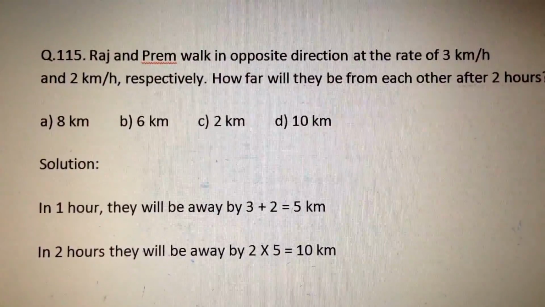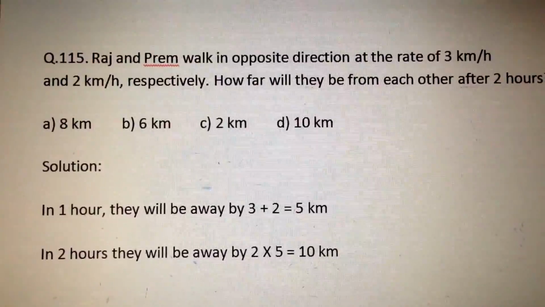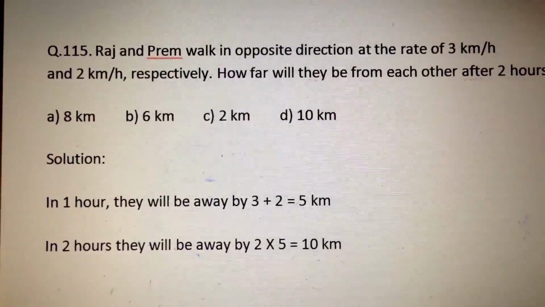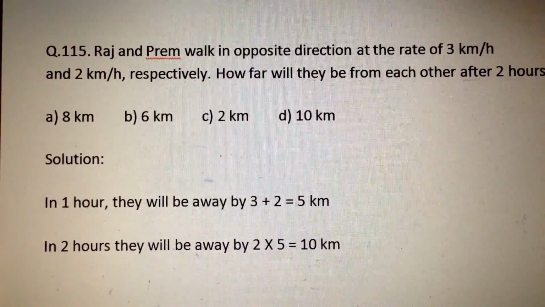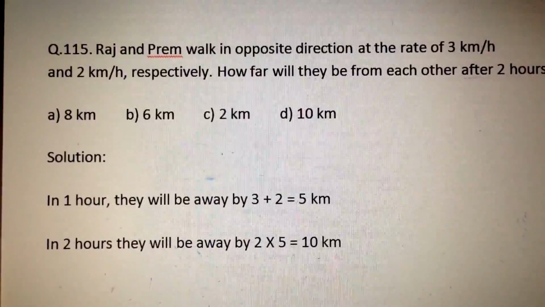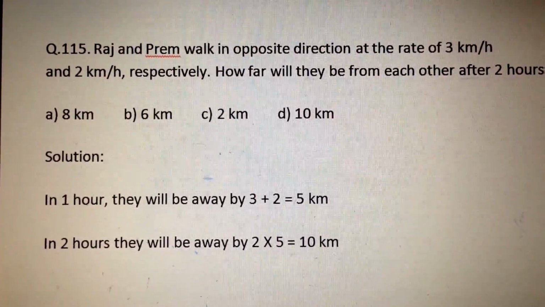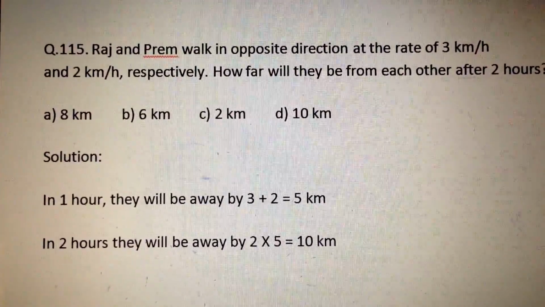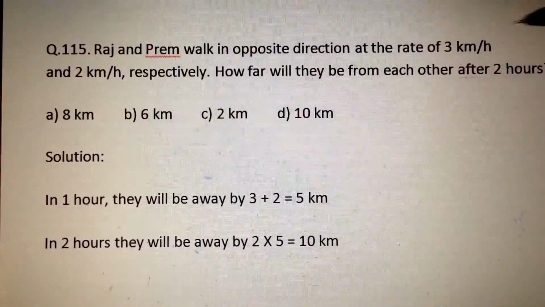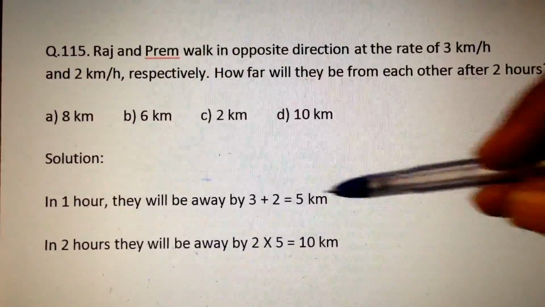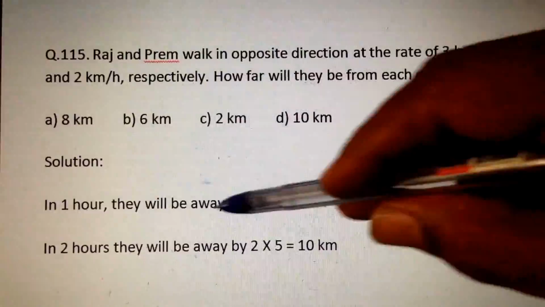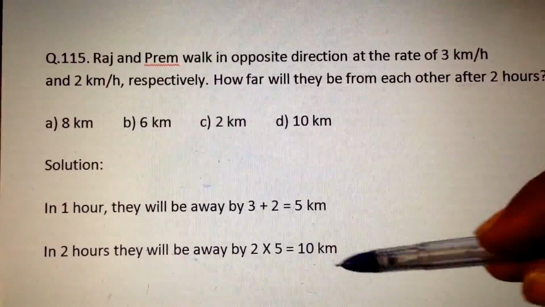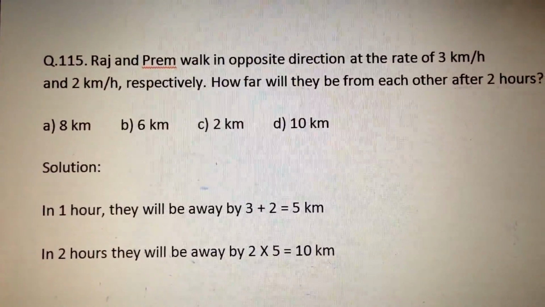Next question. Raj and Prem walk in opposite direction at the rate of 3 km per hour and 2 km per hour respectively. How far will they be from each other after 2 hours? It is a very simple question. When both are walking in opposite directions, after 1 hour, the distance between them is 3 kilometers plus 2 kilometers, which is 5 kilometers. In 1 hour, they will be away by 5 kilometers. Therefore, in 2 hours, they will be away by 2 into 5, that is 10 kilometers.